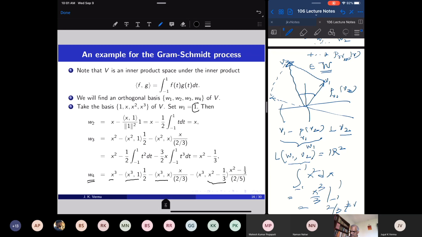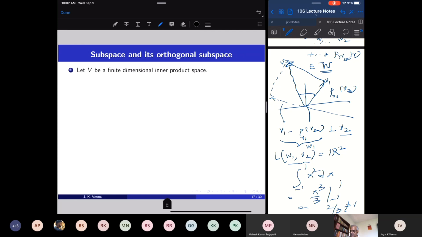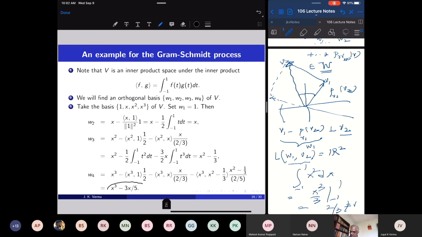So I have to take the previously constructed mutually perpendicular vectors, pull in a new vector, take its projection along these 3 directions, add those, and then subtract from x cube. I will get a vector W4 which is perpendicular to W1, W2, W3. So I get this vector, and if I do this, it turns out to be x cube minus 3x over 5. Okay, so these polynomials, x cube minus 3x over 5, x square minus 1/3, x and 1.